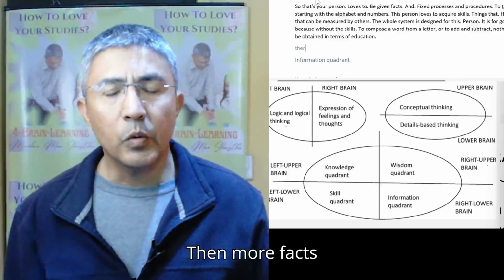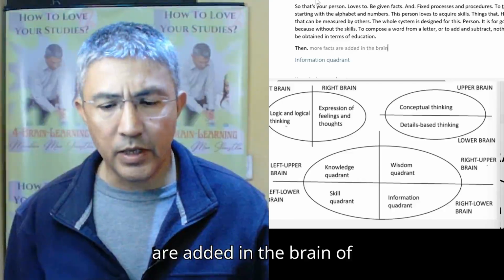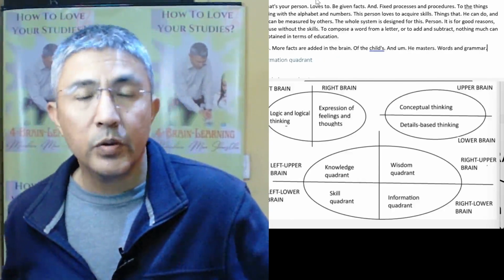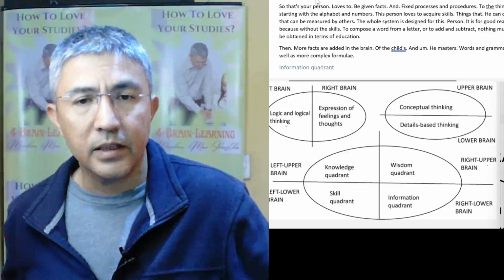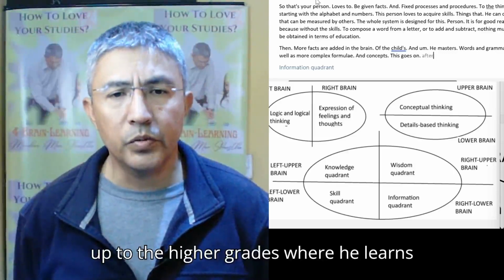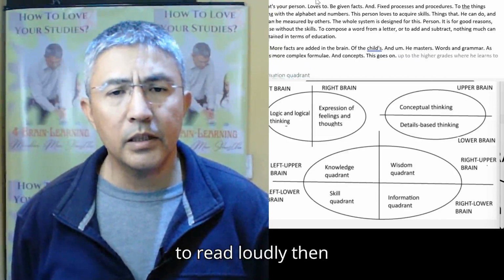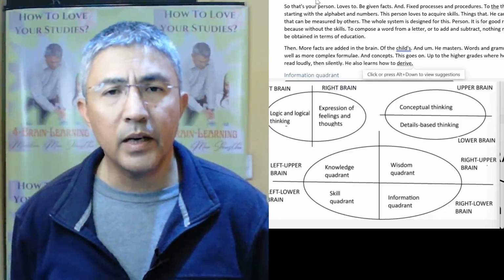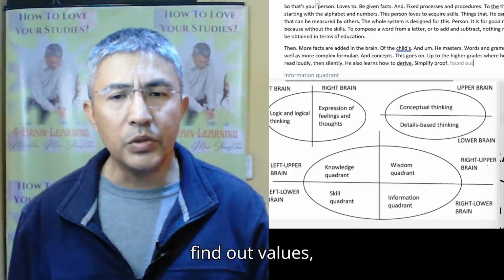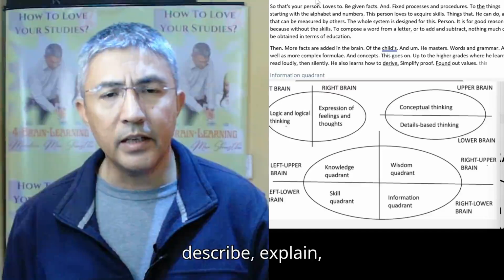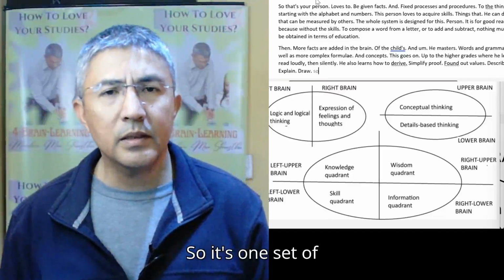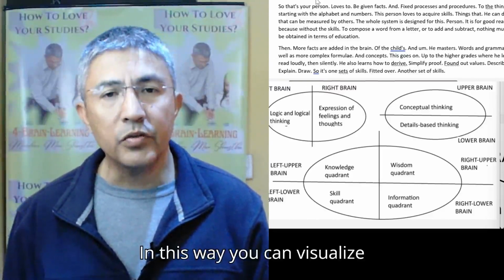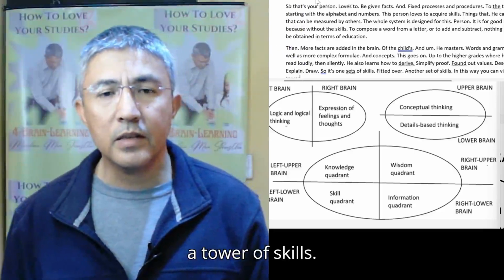Then more facts are added in the brain of the child, and he masters words and grammar, as well as more complex formulae and concepts. This goes on up to the higher grades, where he learns to read loudly, then silently. He also learns how to derive, simplify, prove, find out values, describe, explain, draw. So it's one set of skills fitted over another set of skills. In this way, you can visualize a tower of skills.